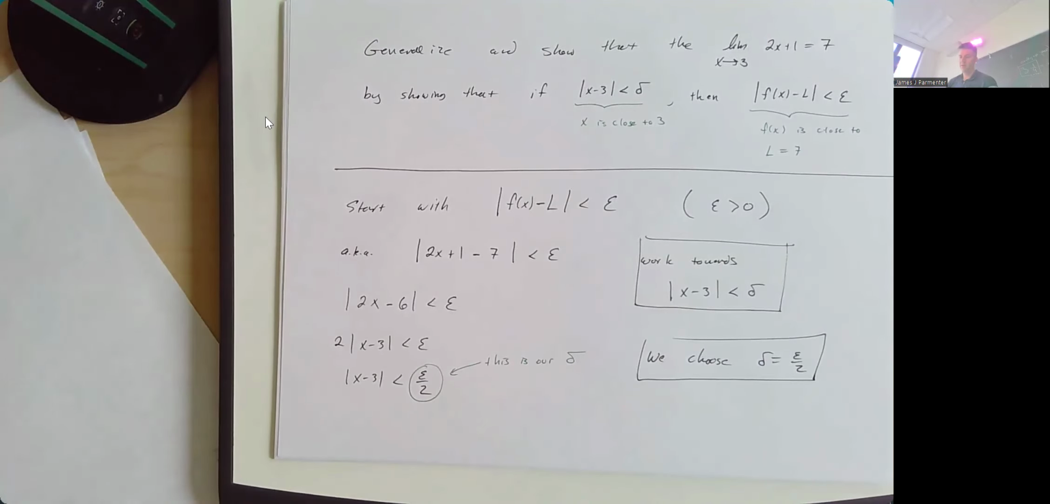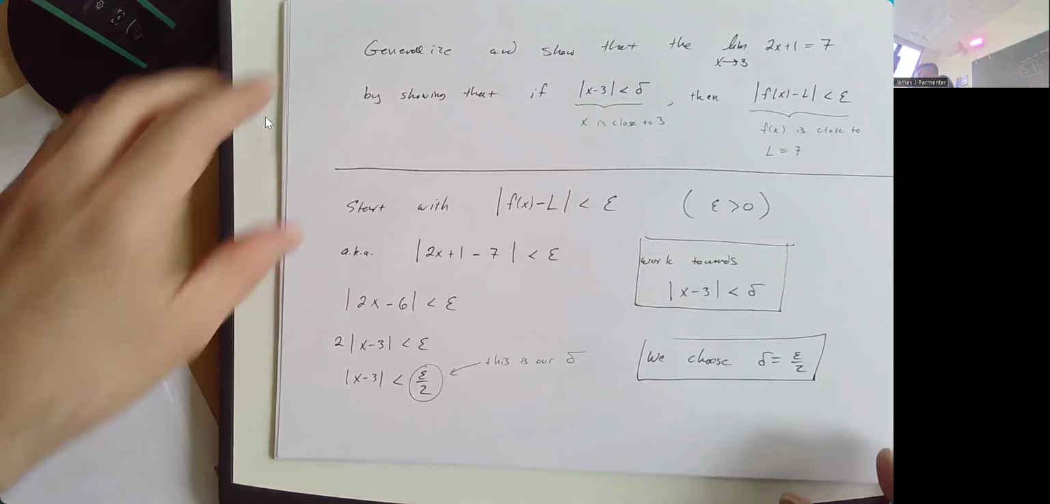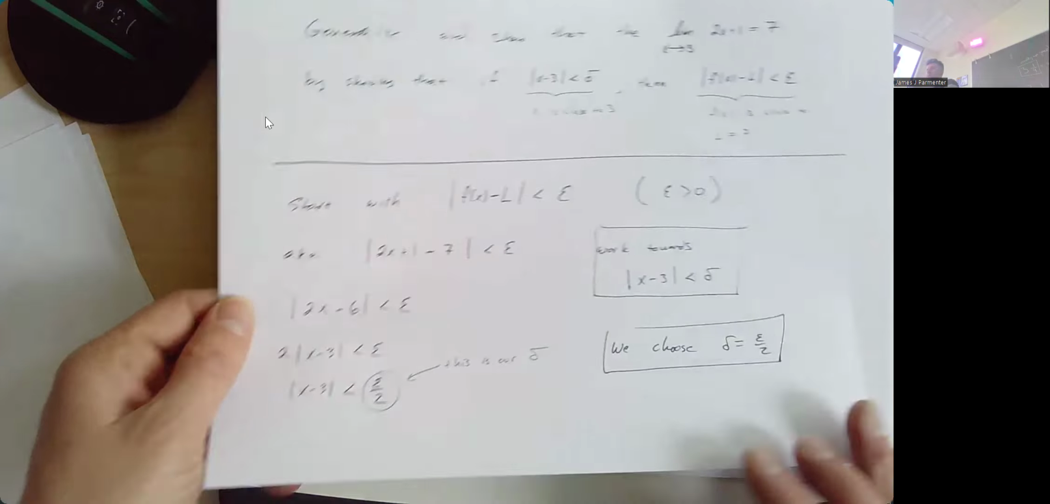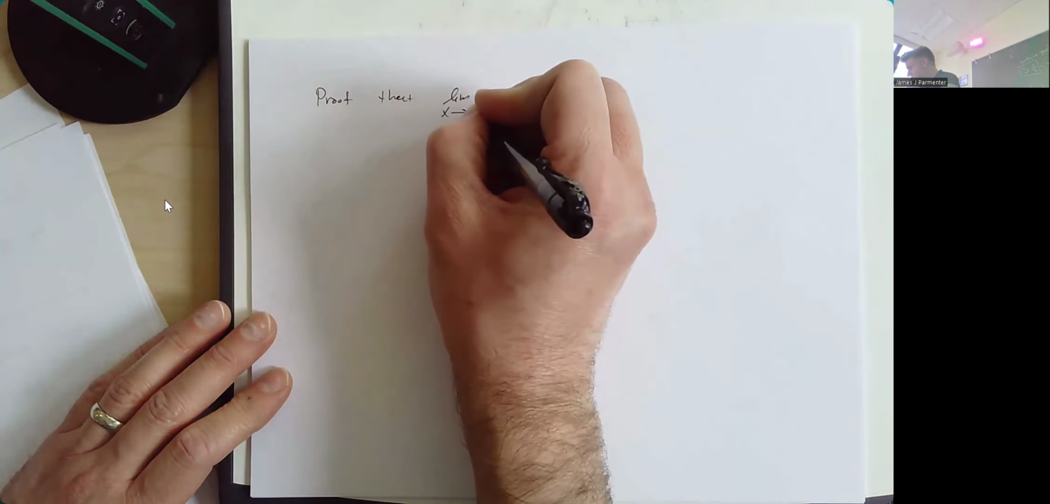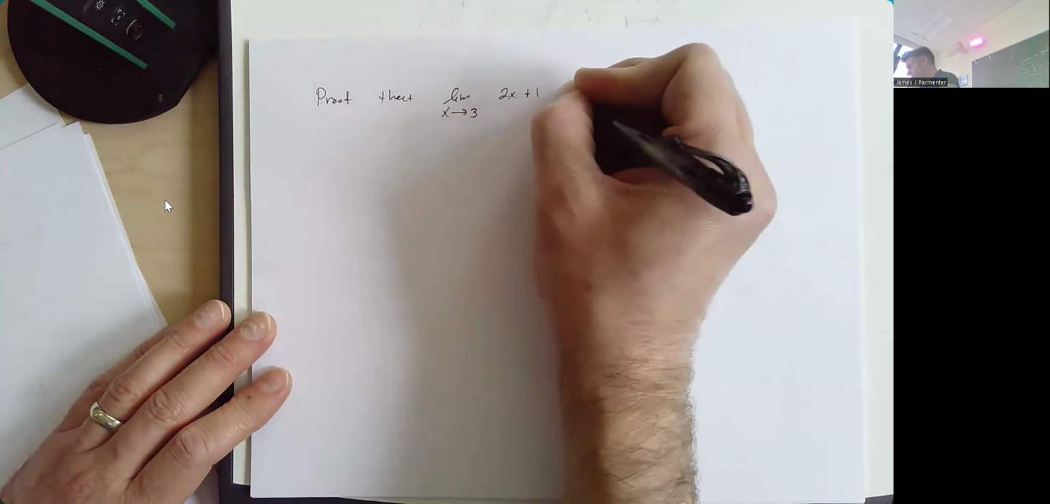We've done all the mathematical work. Writing the proof is a whole other animal. So here's how we're going to write the proof. You might just want to watch this for a minute, although you're always welcome to write things down. But I want you to see what we're going to do. So here is our proof that the limit as x approaches 3 of 2x plus 1 equals 7.